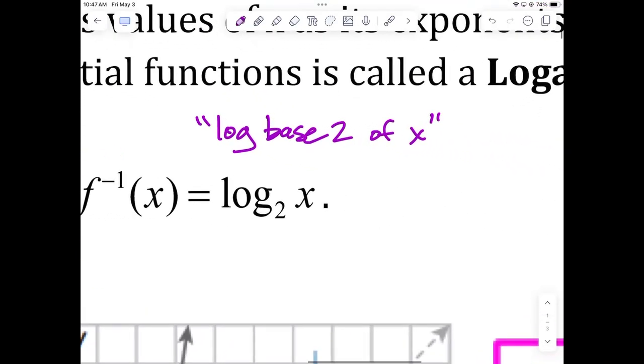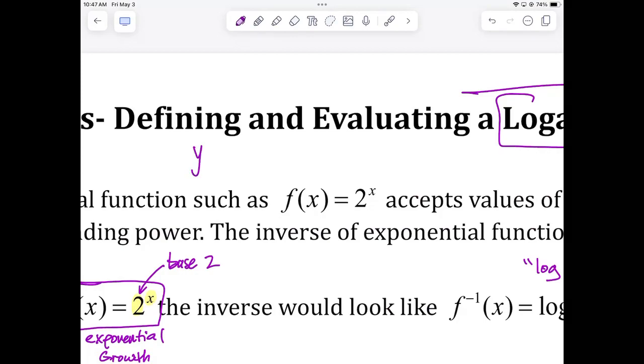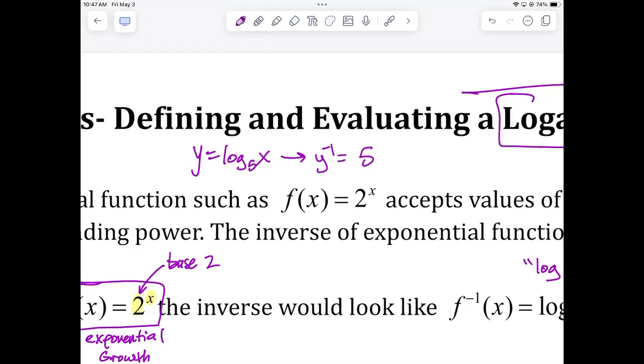Over here in the log, we use the same number as a subscript, and we read it as log base 2. Okay, so what do you think the inverse of y equals log base 5 of x would look like? The inverse would be what? 5 to the x. Very good. They are each other's inverse.